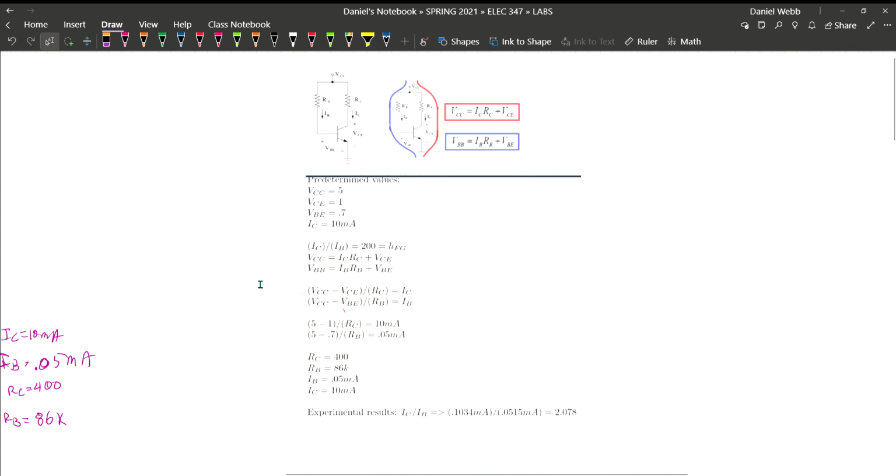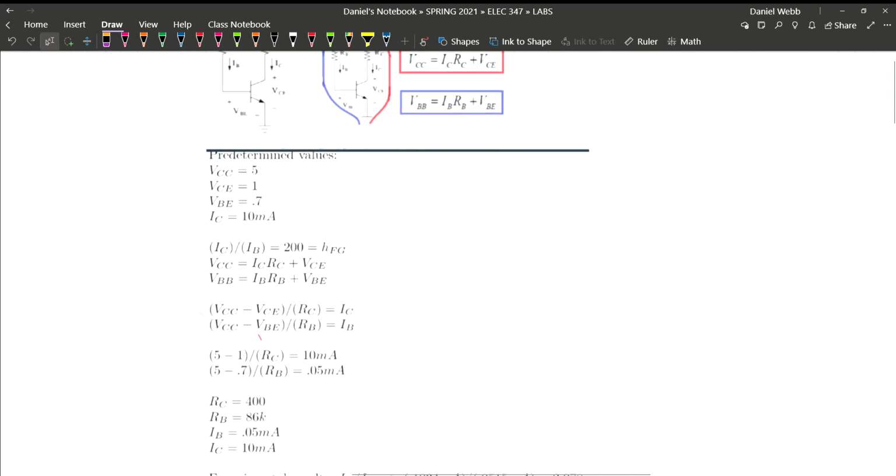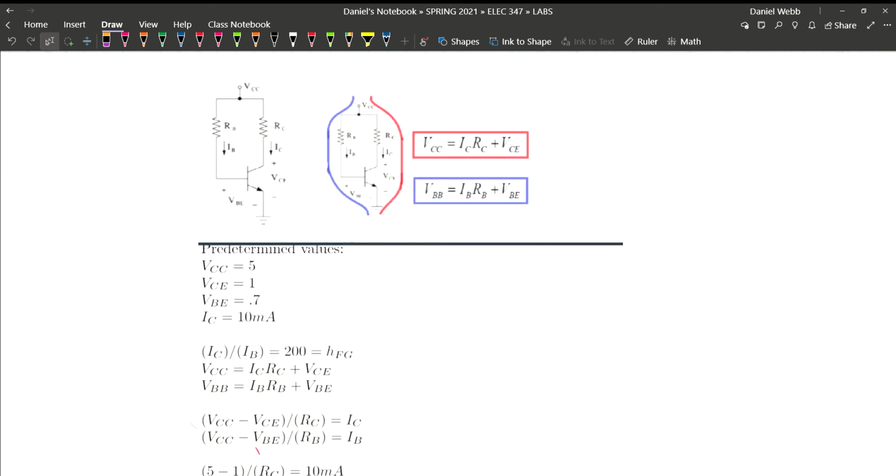So here we are on lab 3 on the self-biasing saturation region of our NPN transistor. I'm just going to go ahead and highlight how we would go about choosing our RB, RC, and finding out what our IC needs to be.